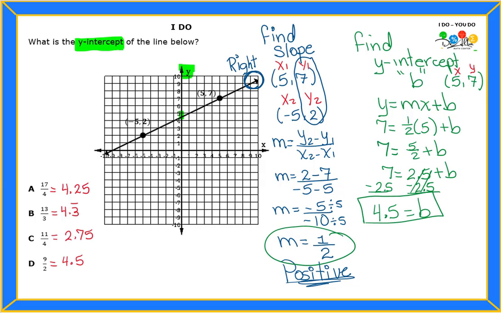So now look at the answer choices. And we're not going to just choose whatever, right? We are going to choose the one that has a 4.5. That's what I'm looking for. I was looking for the y-intercept, and I found that to be my answer. So the answer is letter D. Very good.